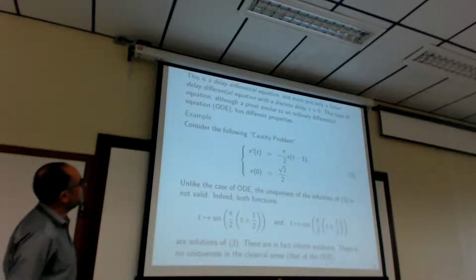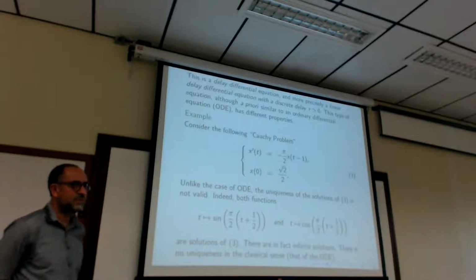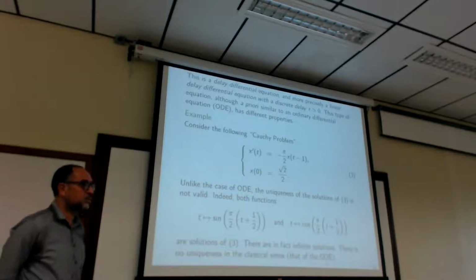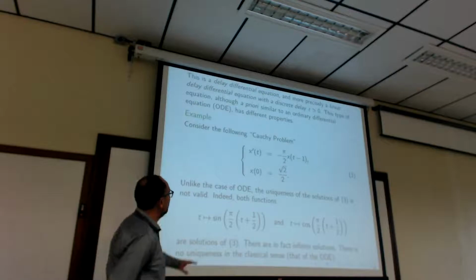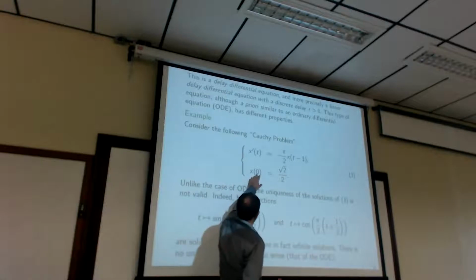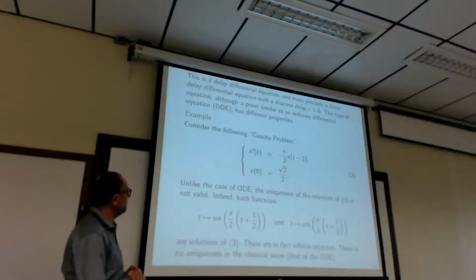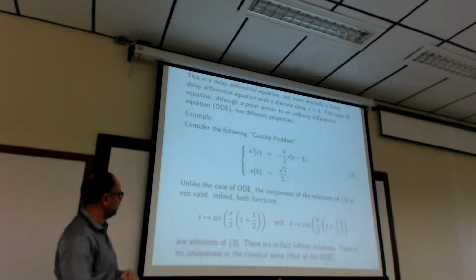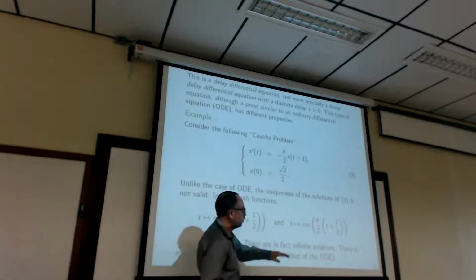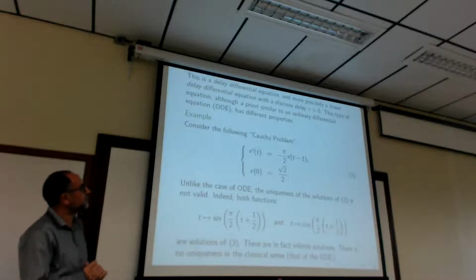Okay, we can say, let's try to solve this delay differential equation using only the things that we know about ordinary differential equations. Let's take this one because it's easier. And we put for t equals 0 this initial condition. Okay, and try to solve this system. It's very easy to show that there are at least two solutions of this delay differential equation, considered as an ordinary one.